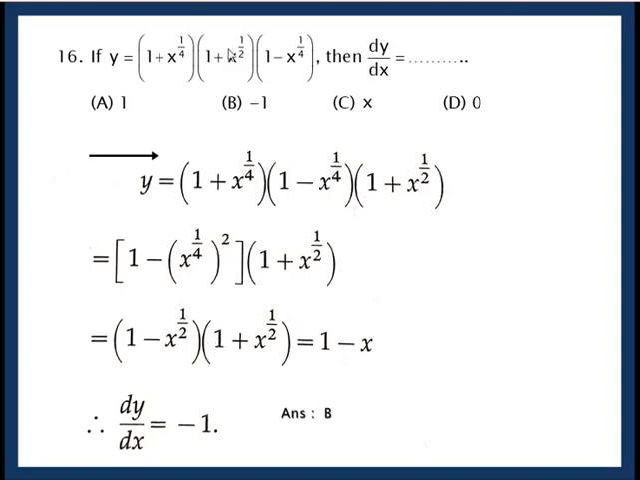Now it is multiplied by this. Again the same, (a minus b) into (a plus b), a square, that is 1, minus square of x raised to half, that is x. In fact, the given function on simplification is y equal to 1 minus x. Differentiate. So what is the derivative? Minus 1. So the correct option is B, Bombay.